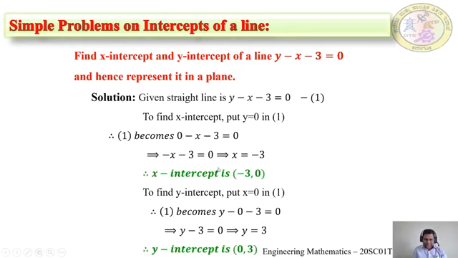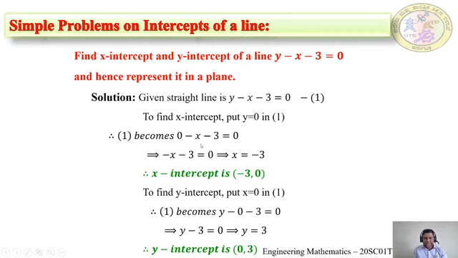Once again I will repeat here. To find x intercept, put y equal to 0. Putting y equal to 0, it becomes minus x minus 3 equal to 0. Therefore x intercept is minus 3 comma 0. To find y intercept, put x equal to 0. Therefore y intercept is 0 comma 3. So now we have the x intercept as minus 3 comma 0, and the y intercept as 0 comma 3.